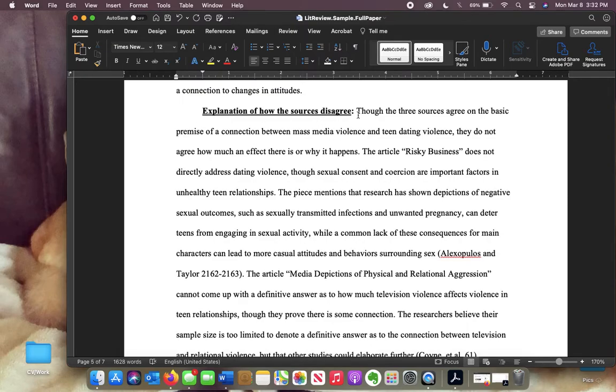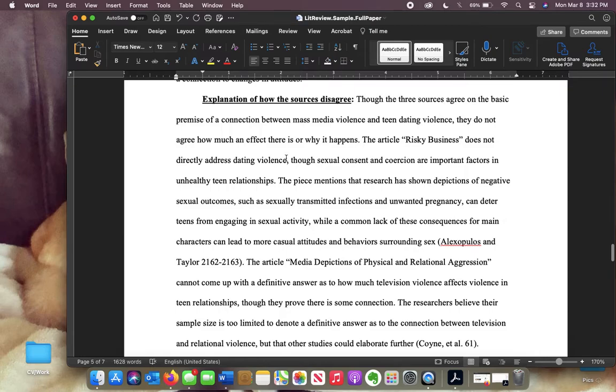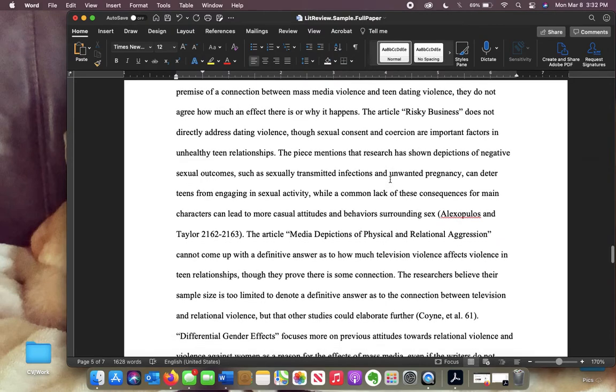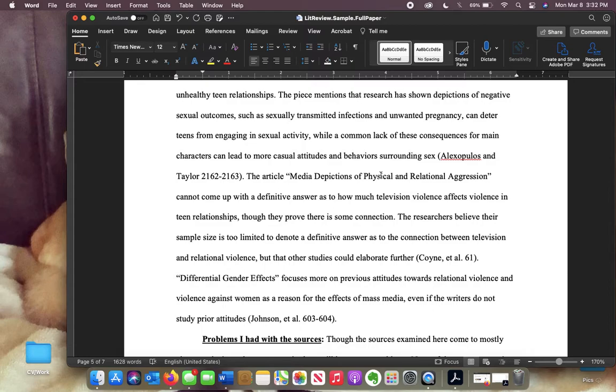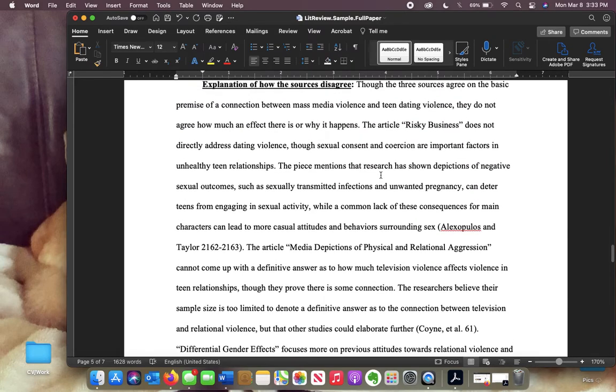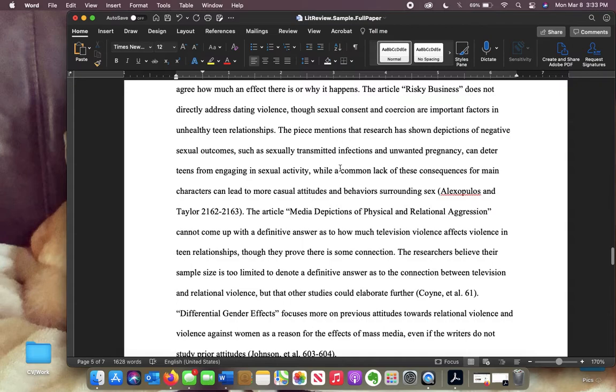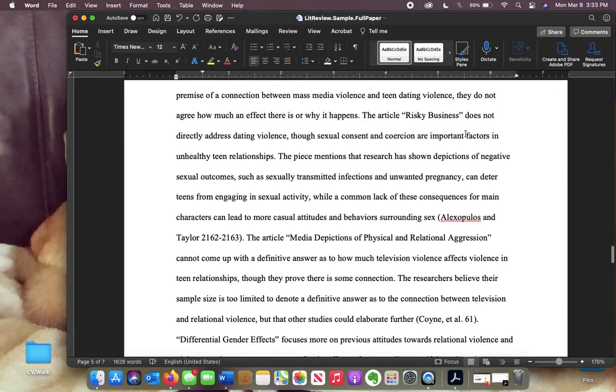Again, don't put this at the beginning of your paragraphs. But they agree there's a connection. They do not agree on how much of an effect or why it happens. And then I go through, and again, each particular article, I list a reason or an example of how they don't agree on those things, which really I'm saying what each one says and then showing how they don't necessarily match up with each other. So this one's talking more about sexual violence as opposed to dating violence, but I just say that's an important factor in unhealthy relationships.